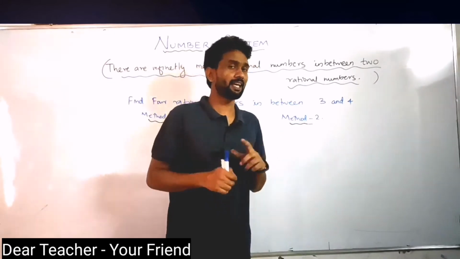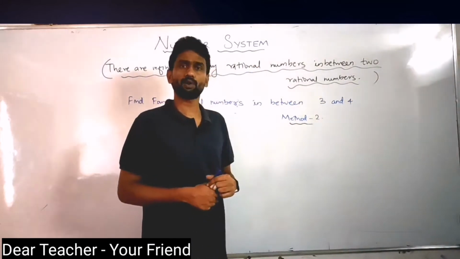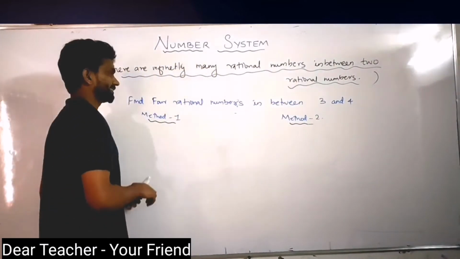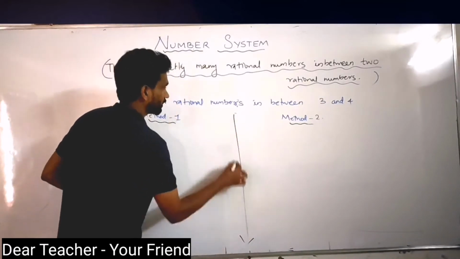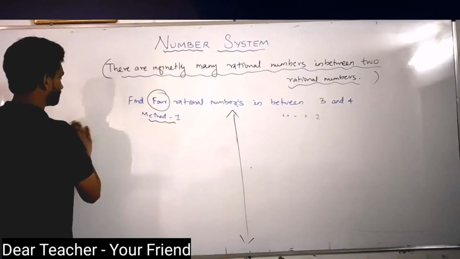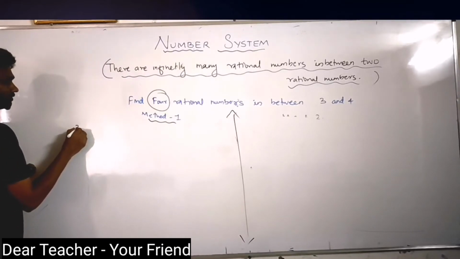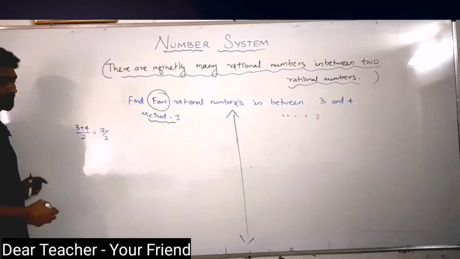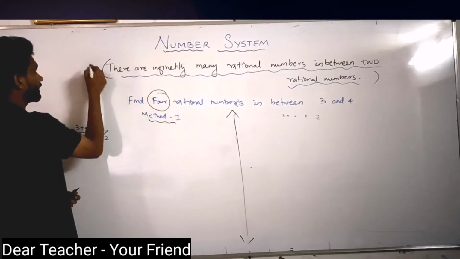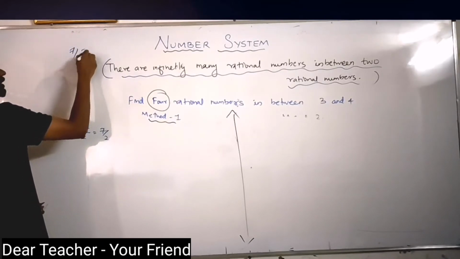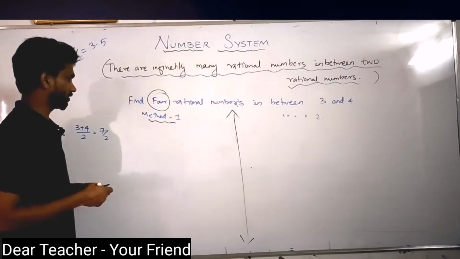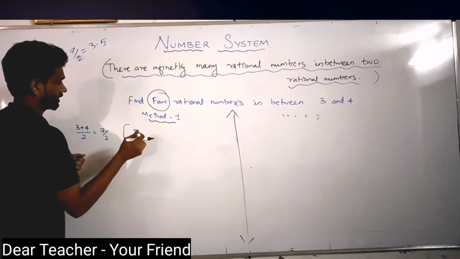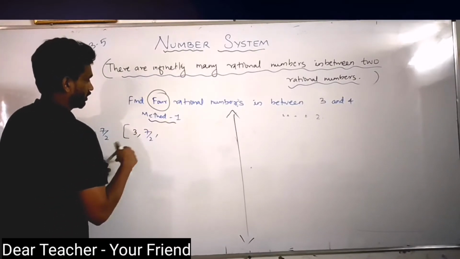Now we know there are infinitely many rational numbers in between two rational numbers. Shall we find four rational numbers in between 3 and 4? We have two easy methods that you can follow. Method 1, the mean method. First we need to find the mean of 3 and 4. 3 plus 4 by 2, that is 7 by 2, which equals 3.5. It is exactly in between 3 and 4. So now you can write 3, 7 by 2, 4.